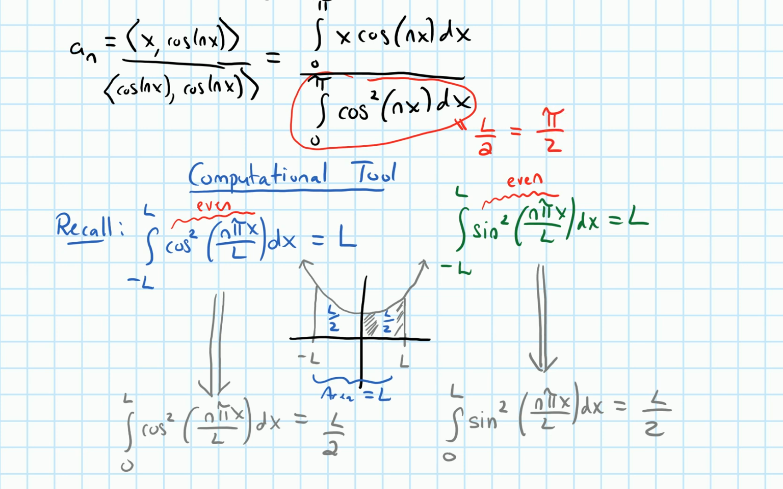So to recap, with those terms of the denominator, those cosine squared terms or sine squared terms, when we're integrating from negative L to positive L, they end up being L. When we do these Fourier cosine series or Fourier sine series, and we integrate from 0 to L, it'll be half of that. It'll be L over 2 on the denominator.